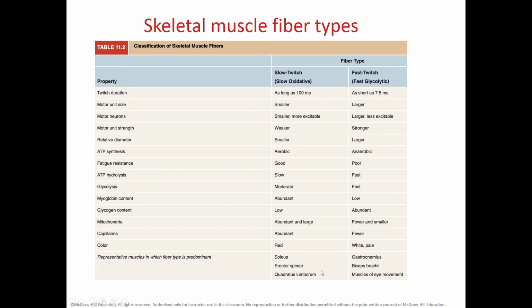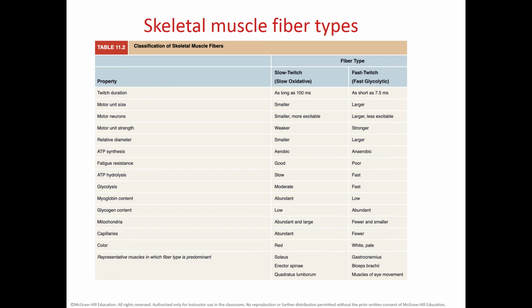So we have different types of muscle fibers. We have slow twitch or slow oxidative, and we have fast twitch or fast glycolytic. The twitch duration or the contraction between the muscle fiber types is different. So slow twitch will last as long as 100 milliseconds, while in the fast twitch, the contraction will last as little as 7.5 milliseconds. So that's why they're fast twitch, because they contract really rapidly.